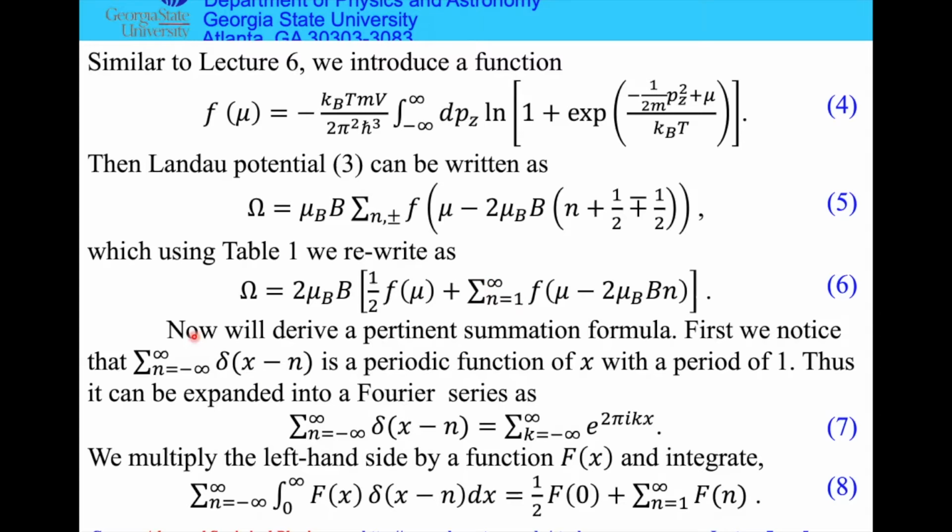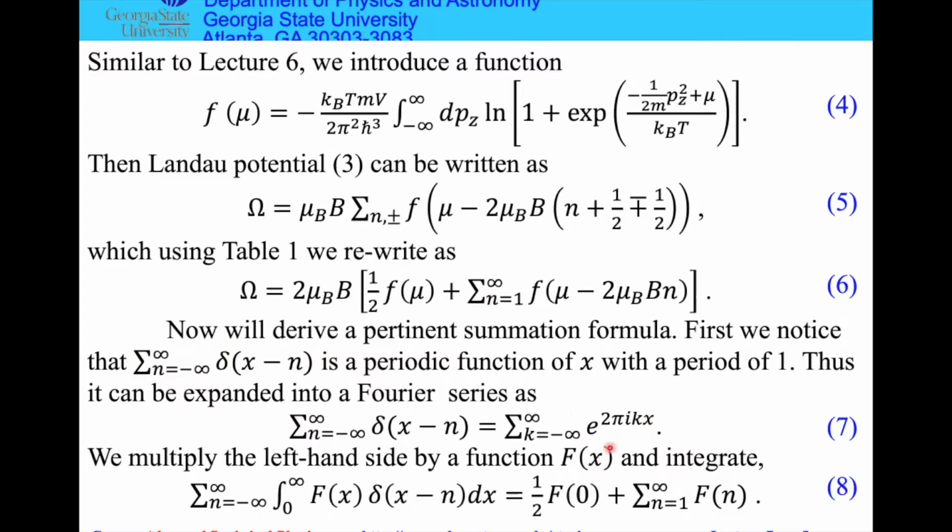Now we'll derive a pertinent summation formula. First, we notice that if I take this sum of delta functions shifted by integers and sum over all integers from minus infinity to infinity, it is a periodic function of x with a period of 1. As every periodic function, it can be expanded into a Fourier series. And the expansion formula is very easy to obtain from the general formulas for Fourier series.